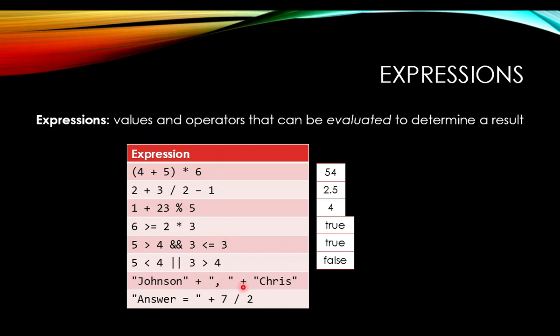This one, we're going to smush together a bunch of text, take the word Johnson, take a comma and a space, and smush on Chris. So of course that's going to return Johnson, comma, space, Chris. And last but not least, answer equals 7 divided by 2. It's going to need to do the math first. 7 divided by 2 is 3.5. Then it's going to smush that onto the text via concatenation, and the result is going to be answer equals 3.5. That's going to be the text.